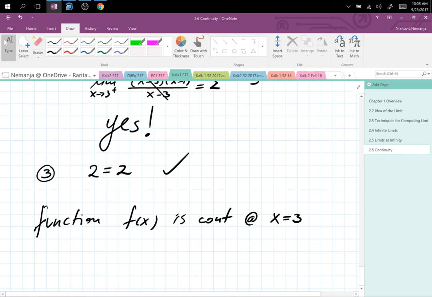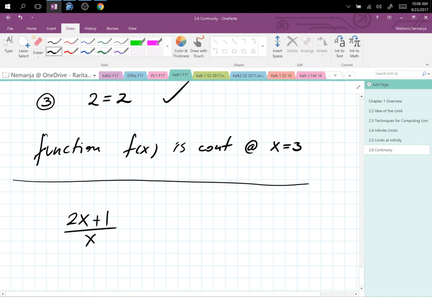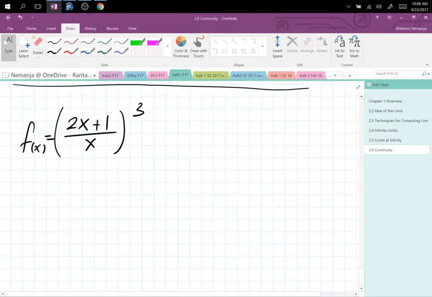All right, let's see this. So consider the function 2x plus 1 over x, everything cubed. What can you claim about continuity or discontinuity of this function?